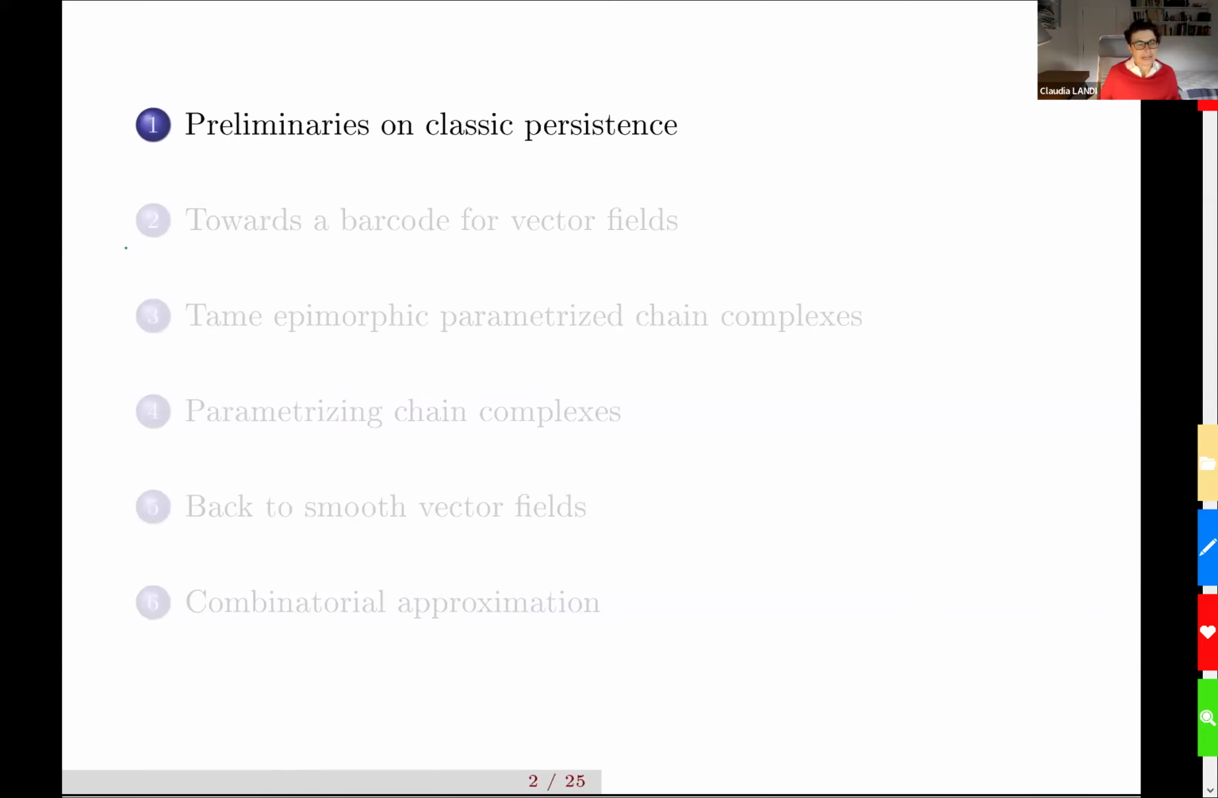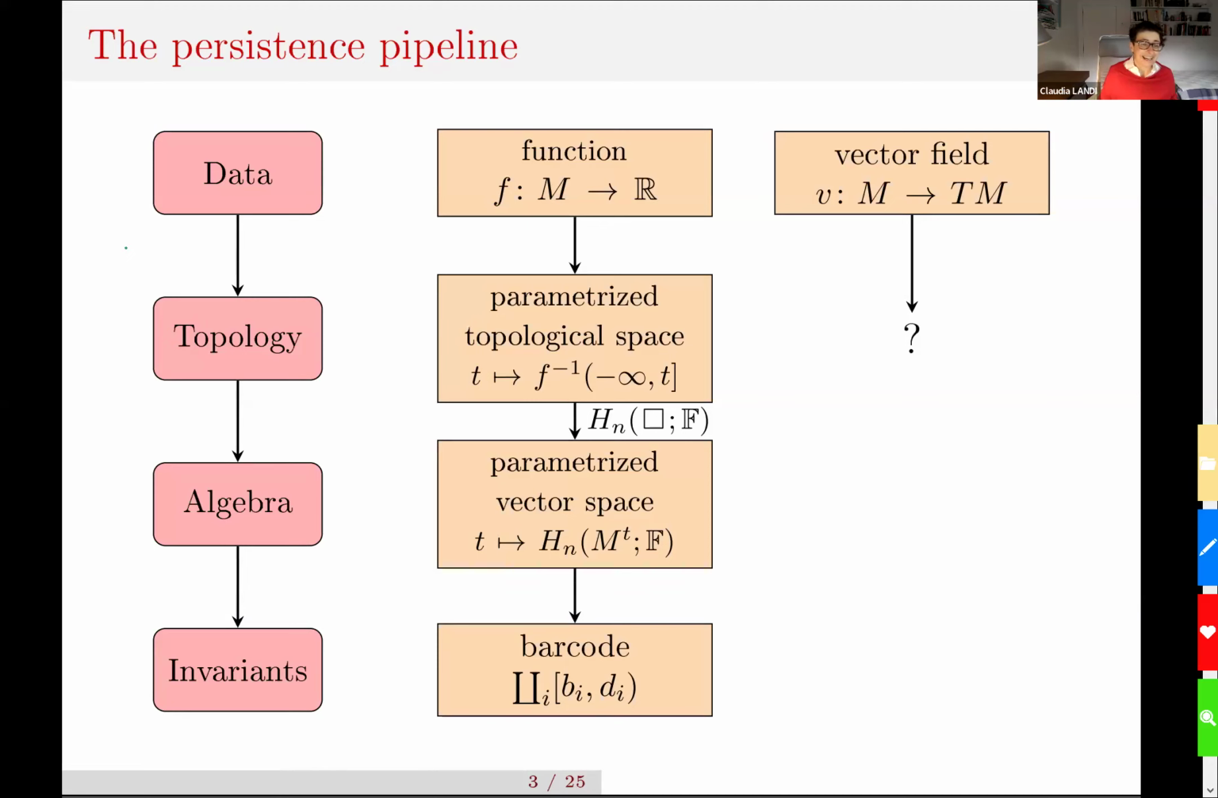Okay, so I'm starting with some background, but not because I expect you are not acquainted with this, but just because I'd like to be sure we are on the same page, because there are different flavors of persistence. In this work, we wanted to generalize this persistence pipeline.